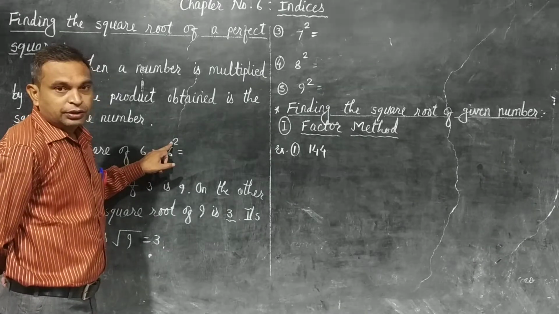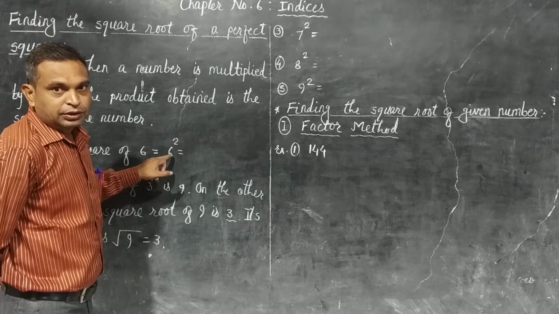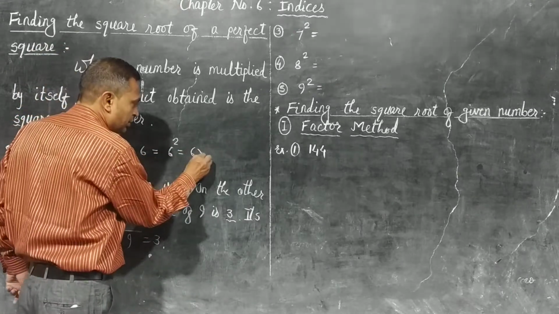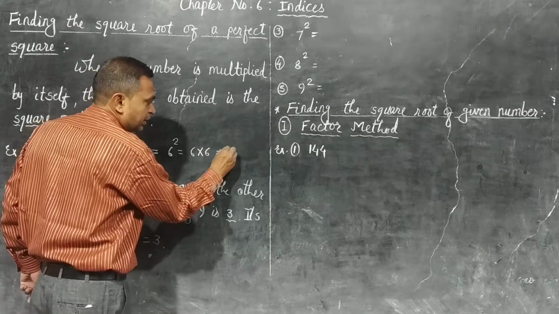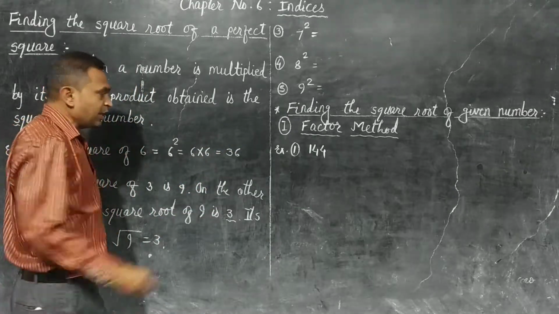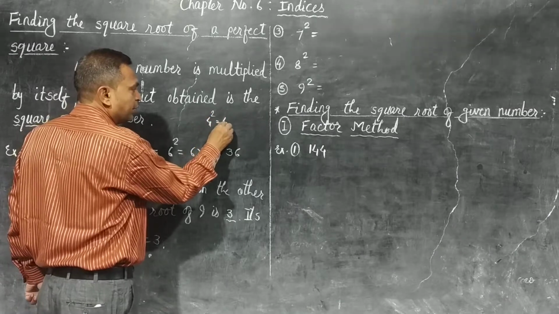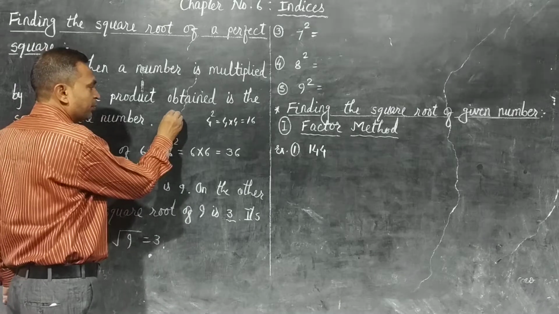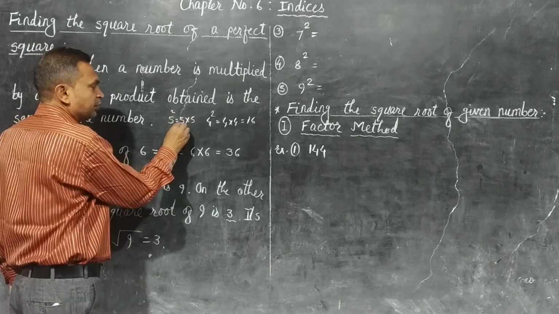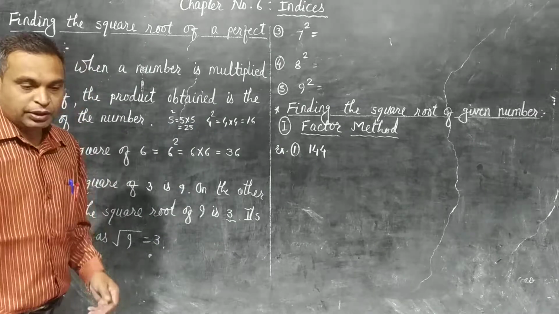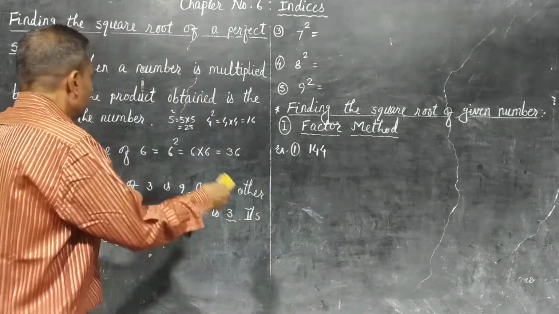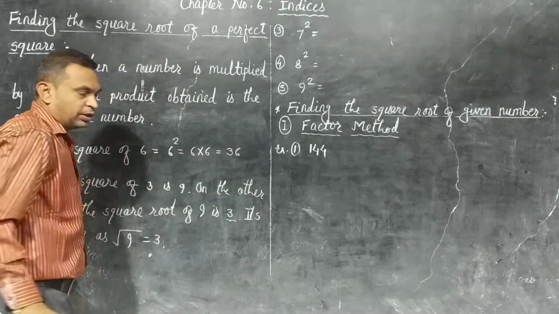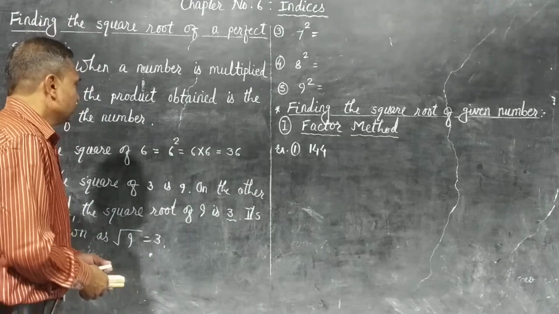We write when index is 2, we read as the square of. Okay, the square of 6 means 6 into 6 is equal to 36. The square of 4 means 4 into 4, it means 16. The square of 5 means 5 into 5 is equal to 25. Like this. It means we can find the square by multiplying the given number by itself, we get the square.